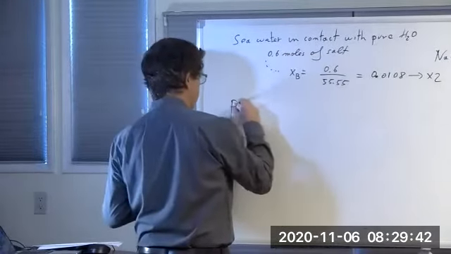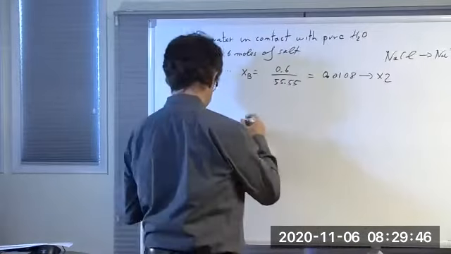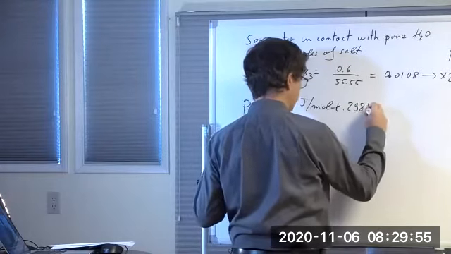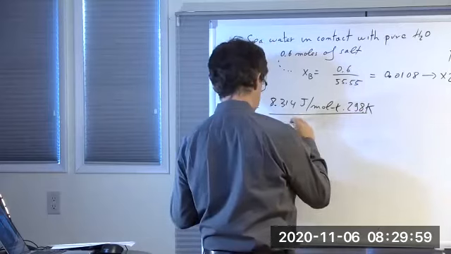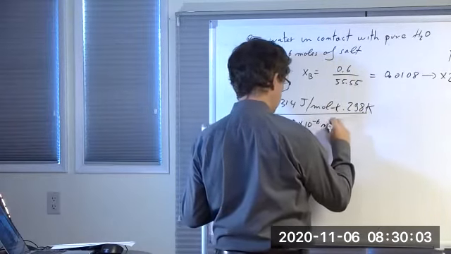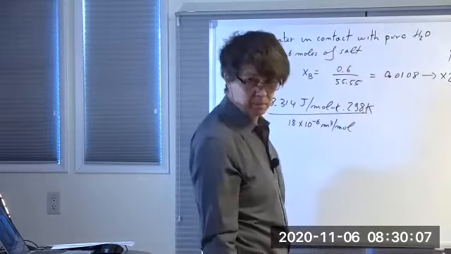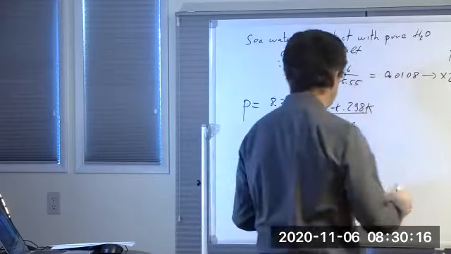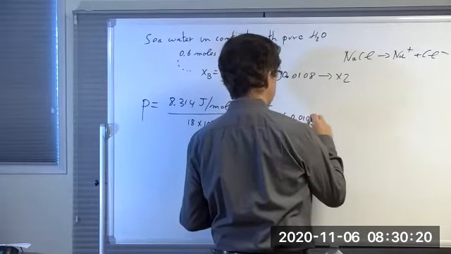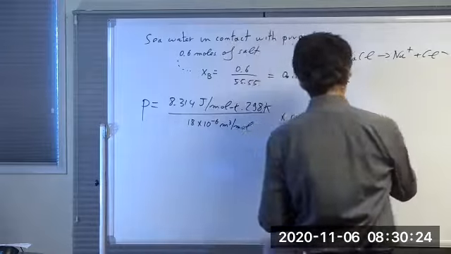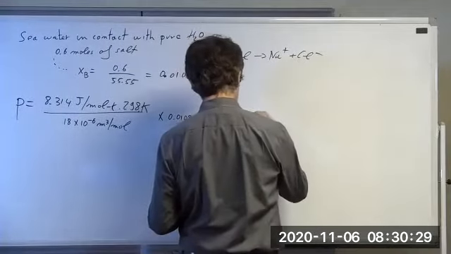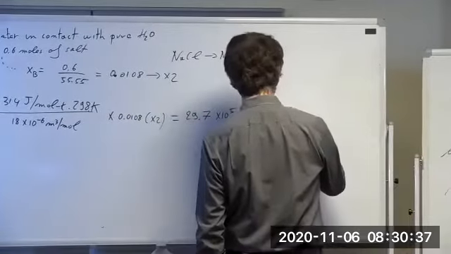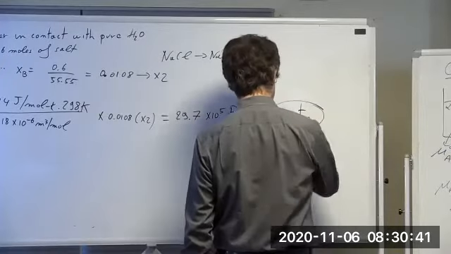Okay, so what is the pressure if I apply that equation there? For once, I'll actually put in all the numbers. 8.314 joules per mole per Kelvin times 298 Kelvin divided by 18 times 10 to the minus 6 meters cubed per mole. So I took the partial molar volume of water to be equal to just the molar volume, since the water isn't very diluted, times 0.0108 times 2, because I have dissociation. So if you put that all in SI units, you find that this is 29.7 times 10 to the 5th pascals. Or it's basically about 30 atmospheres, approximately.